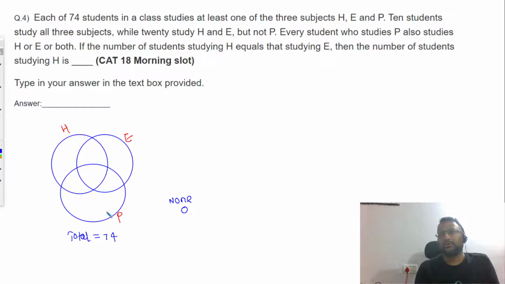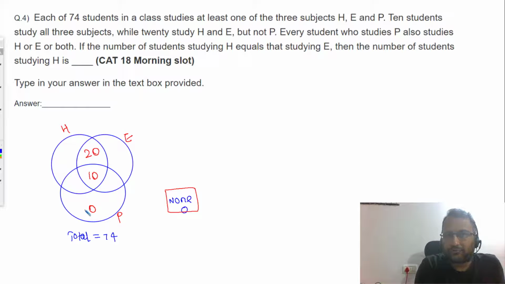Each of 74 students in a class studies in at least one of the 3 subjects, means none is equal to 0 over here. 10 students study in all 3 subjects, while 20 study in H and E but not P, means 20 will come over here. Every student who specializes in P also studies in H or E or both. From this we can conclude that only P is equal to 0.